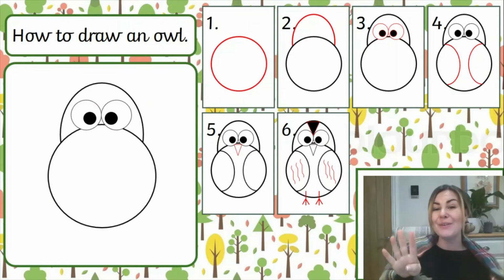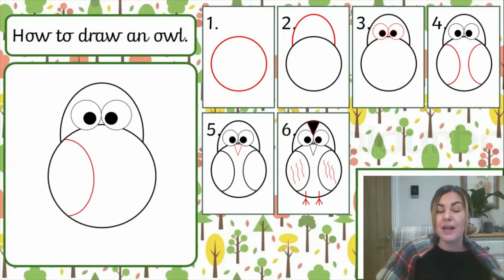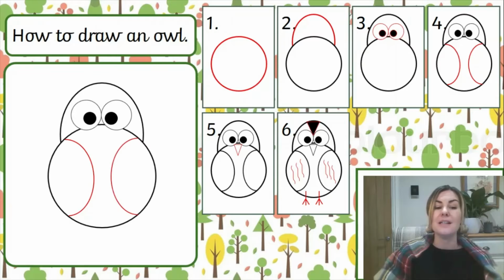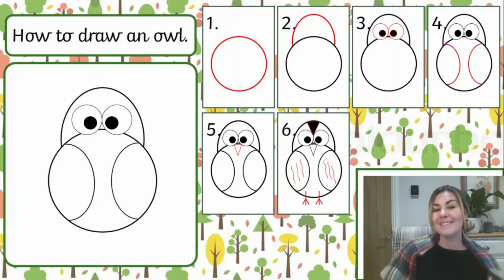Okay, step 4, I'm going to draw the wings, and a really easy way of doing this is by drawing 2 curved lines that look a little bit like semicircles. So there's 1 wing on one side and 1 on the other.